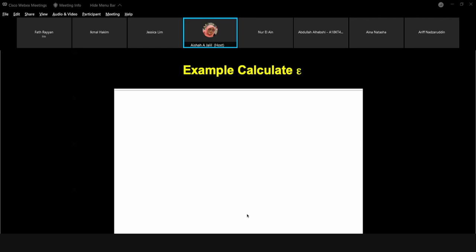If you have the textbook, chapter 3, you can see page 112. Okay, 112 is all about this one, about chapter 3.